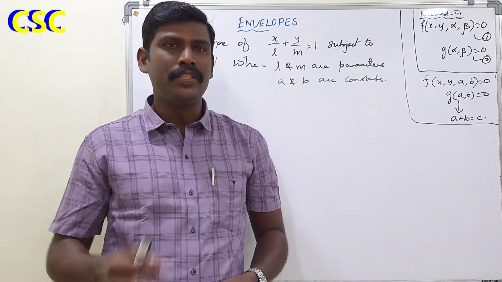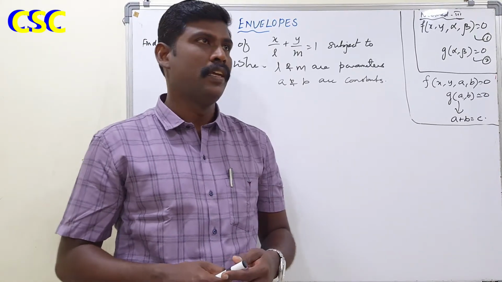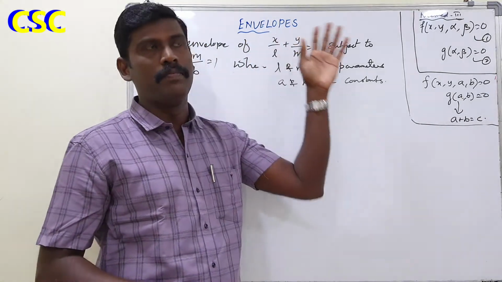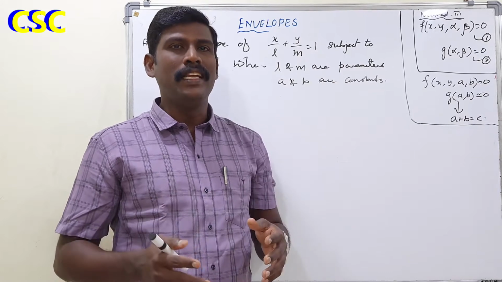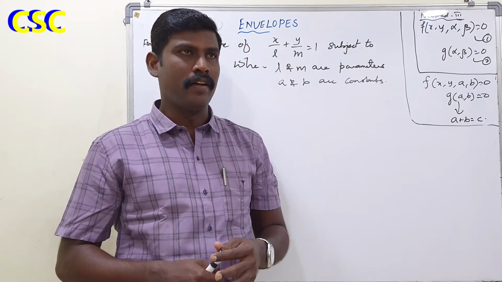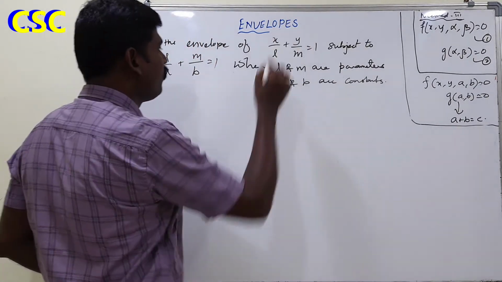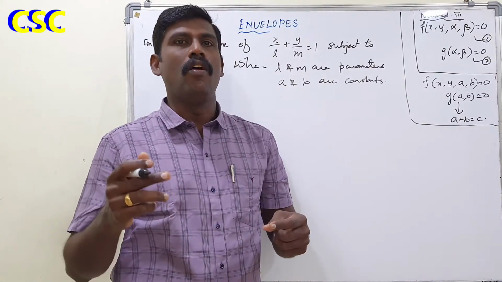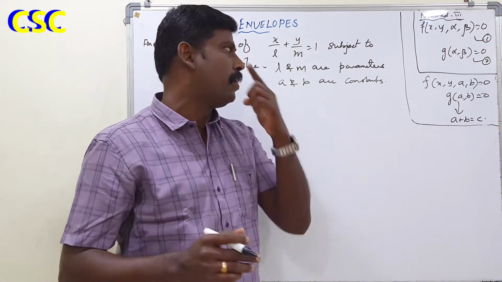Today I am going to continue the previous session. What I have done in the previous session is envelopes, right? How to find the envelope of the given family of curves. What is the definition of an envelope? It is a curve that touches all the members of the given family of curves, isn't it?